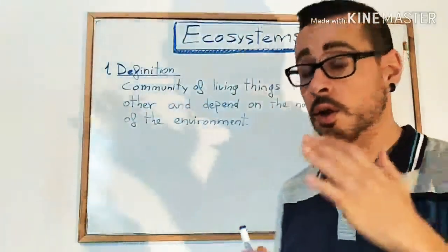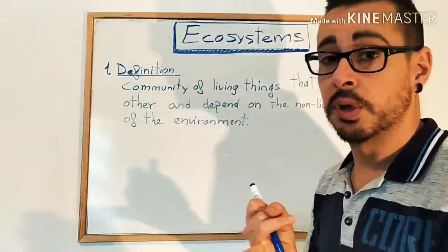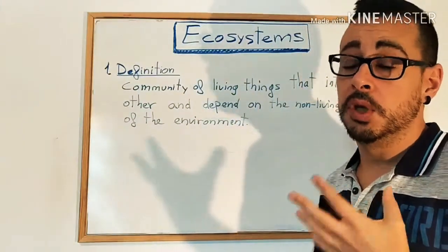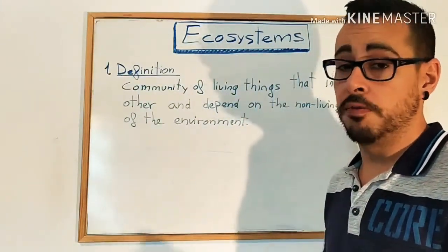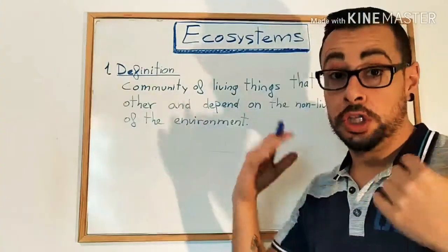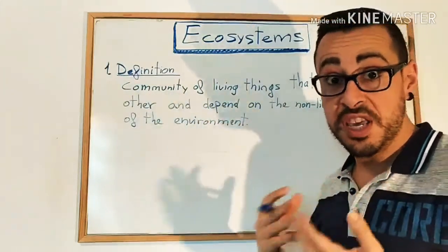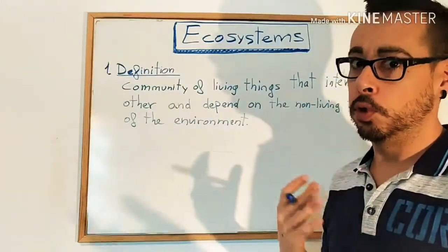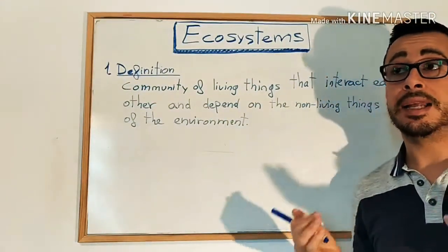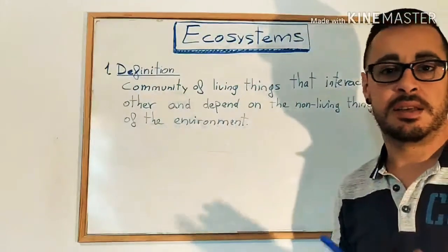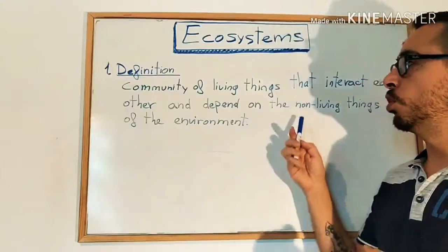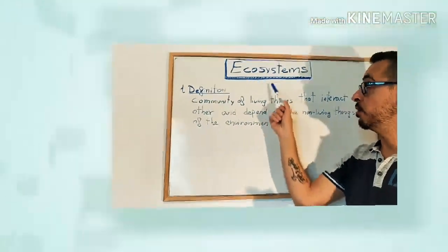They depend on the water because they need to drink. They depend on the soil because grass needs to feed off mineral salts and take water from the soil, okay? And they depend on the atmosphere because they need to breathe, or the grass needs to perform photosynthesis. So this is the definition of an ecosystem. For example, a forest, a desert, a grassland, those are ecosystems.